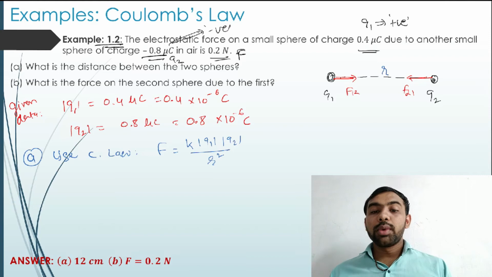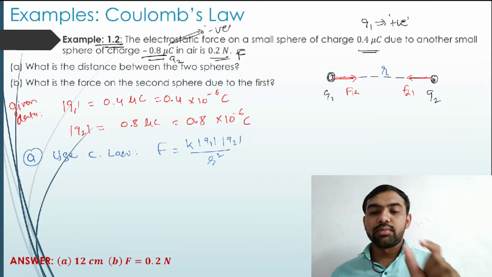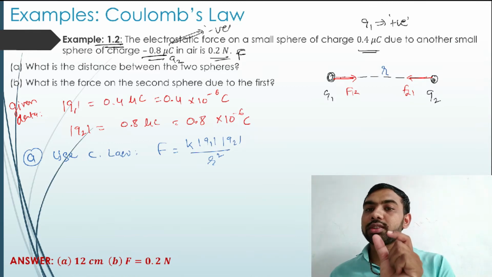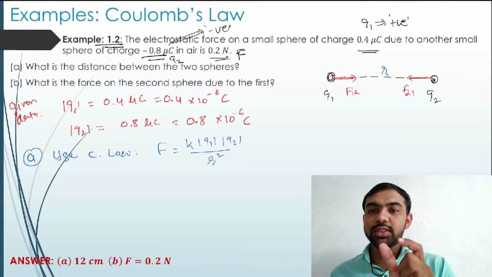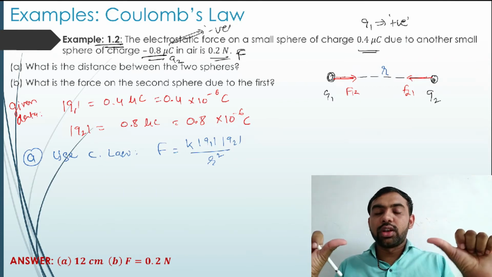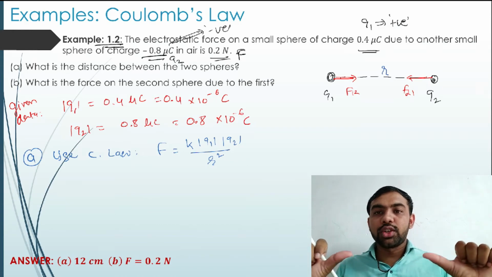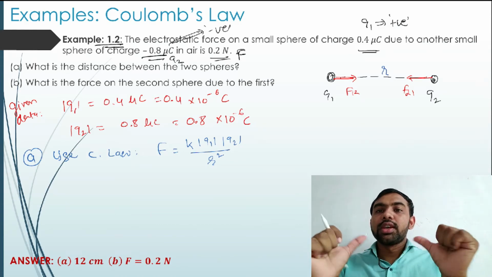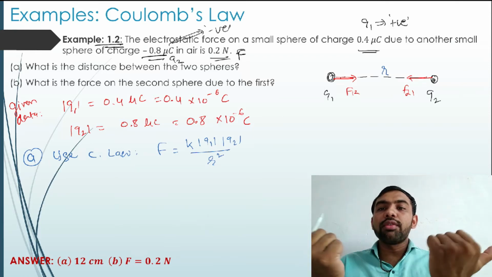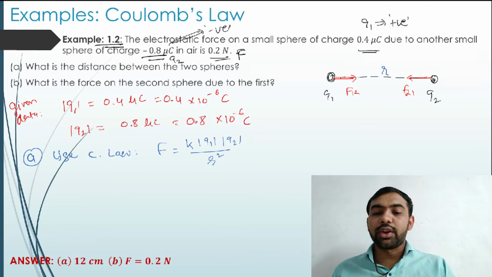Why am I using the mod? Because we only use the magnitude of the charge, we are not considering the negative sign. We already have the direction: if the forces are opposite in direction and towards each other, then it's an attractive force. If opposite in direction and away from each other, then we call it a repulsive force. But right now it is an attractive force.